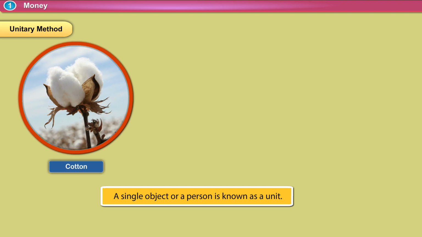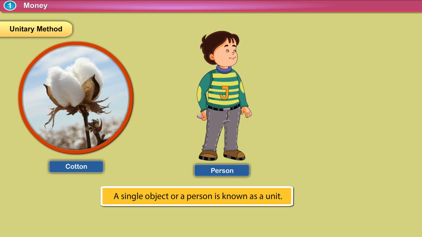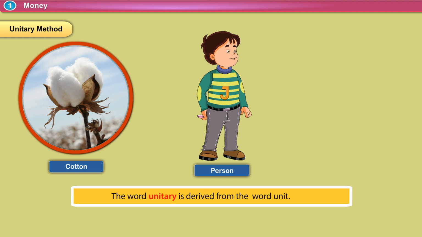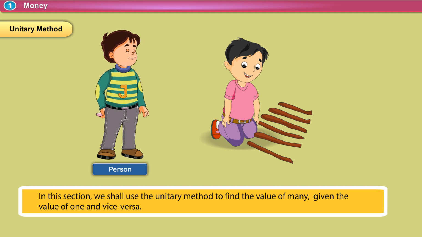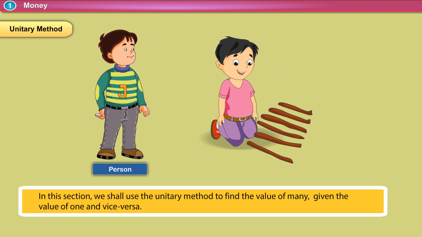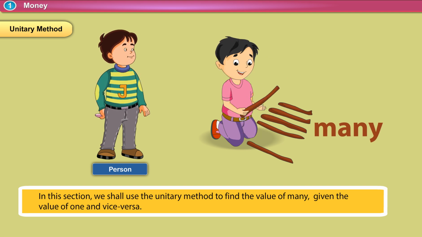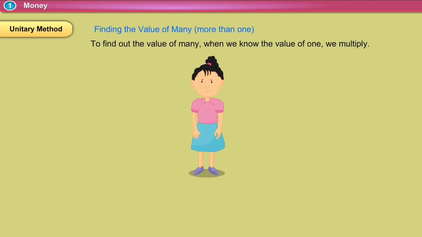Unitary method. A single object or a person is known as a unit. The word unitary is derived from the word unit. In this section, we shall use the unitary method to find the value of many, given the value of one, and vice versa. Finding the value of many, more than one: when we know the value of one, we multiply.